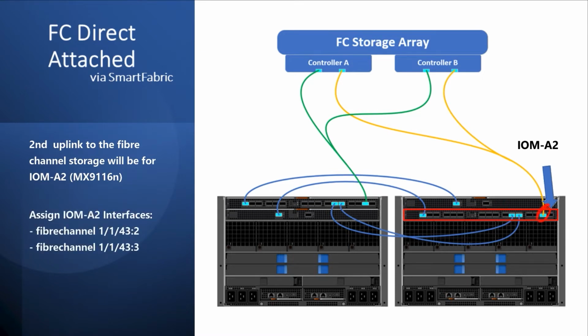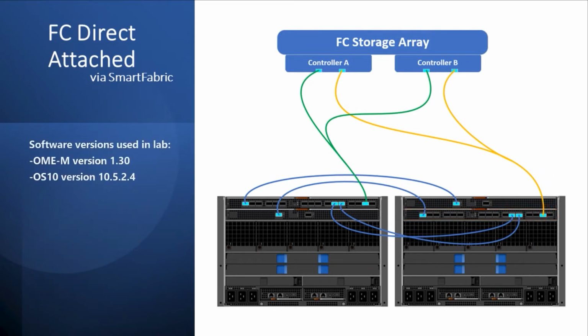We will assign IOM A2 interfaces fc1/1/43/2 and fc1/1/43/3. Then we'll assign tagged network VLAN 40. In this video, we are using OME-M version 1.30. We're using OS10 version 10.5.2.4. Let's get started.